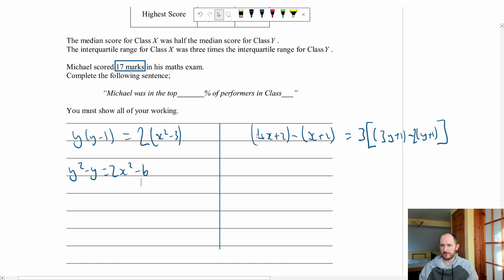Then on this side we have 4x minus x, so we have 3x. And then we have 2 minus 2, which is 0. And that equals 3 times 3y minus 2y, which is just y. 1 minus 2 is minus 1. Okay. Cross off the 3's from both sides. We have x is equal to y minus 1.